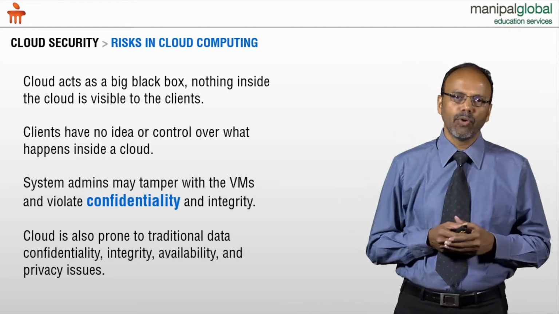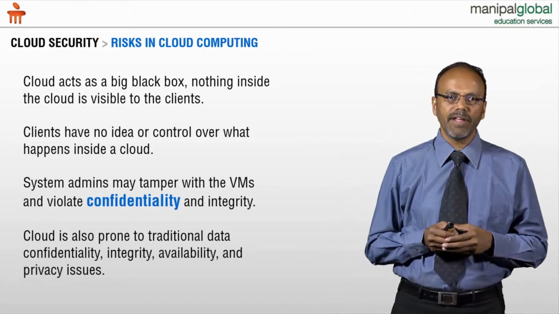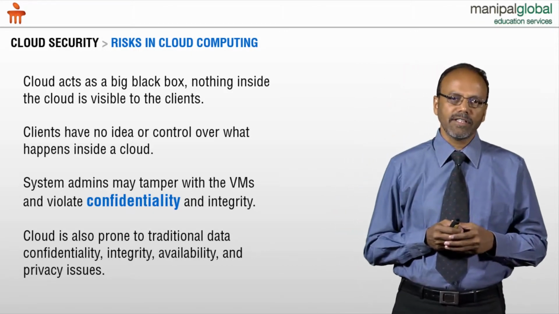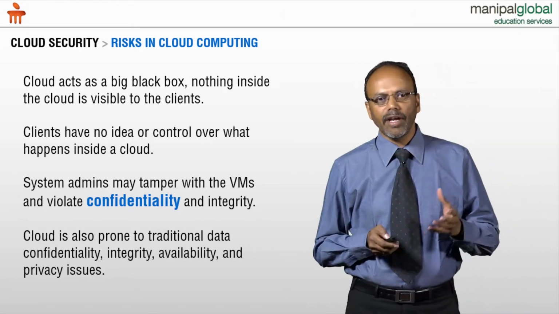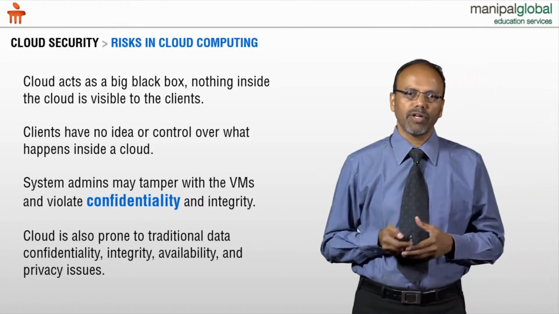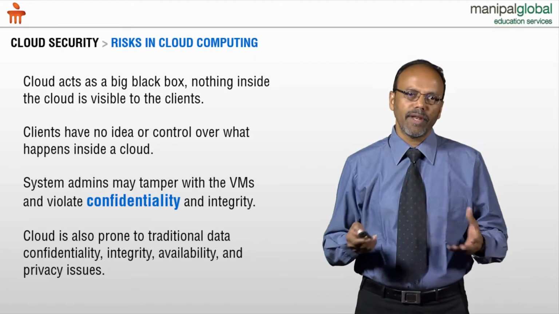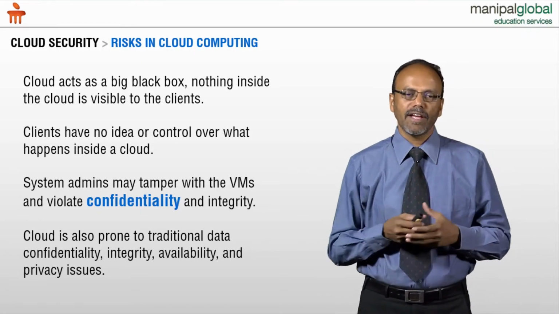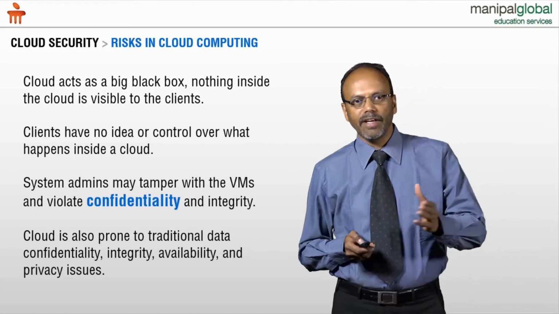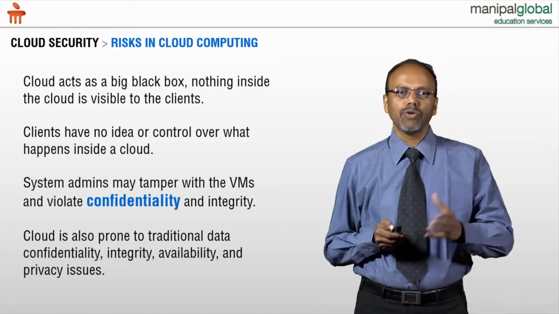Cloud is also prone to traditional data confidentiality, integrity, availability and privacy issues, which are there in data centers and which are also there in the regular and normal IT infrastructures which are maintained by smaller organizations. Ultimately, a cloud is nothing but a combination of servers, applications and operating systems. So, every single threat which is there in any existing IT infrastructure is always going to be there in the cloud also.